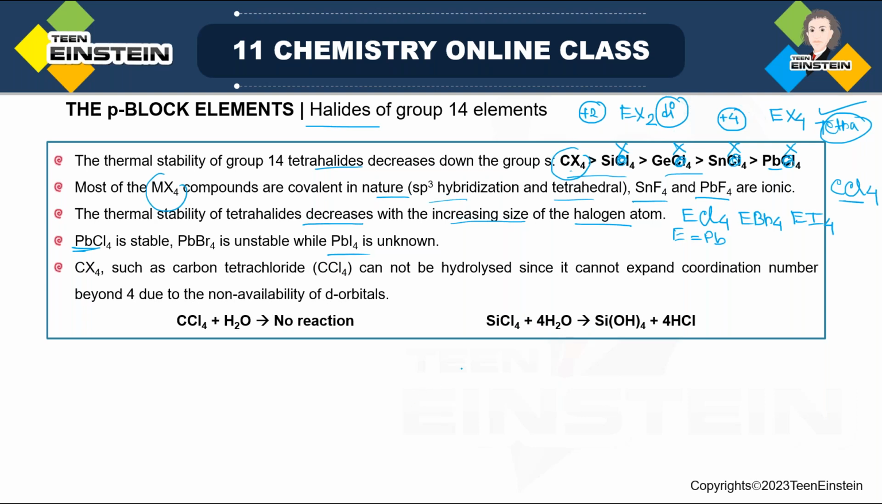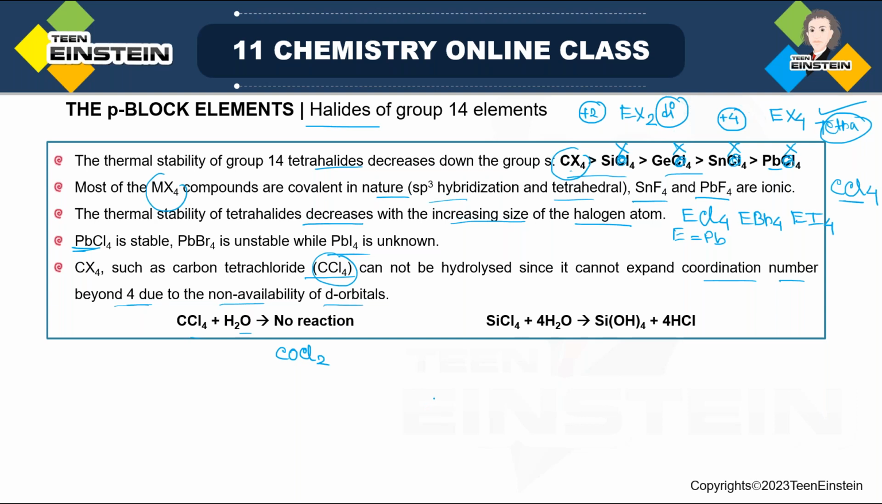Then CX4. CX4 means it may be CCl4, it may be CBr4, like this. We will take this example, CCl4. It cannot be hydrolyzed. Now why is it so? Because it cannot expand coordination number beyond 4 due to non-availability of d orbitals. So that is the reason when it is reacting with water, there is no reaction. Actually, if you make the condition very drastic, very high temperature, maximum you can get a different type of compound, which is COCl2. But it is not a hydrolysis product.